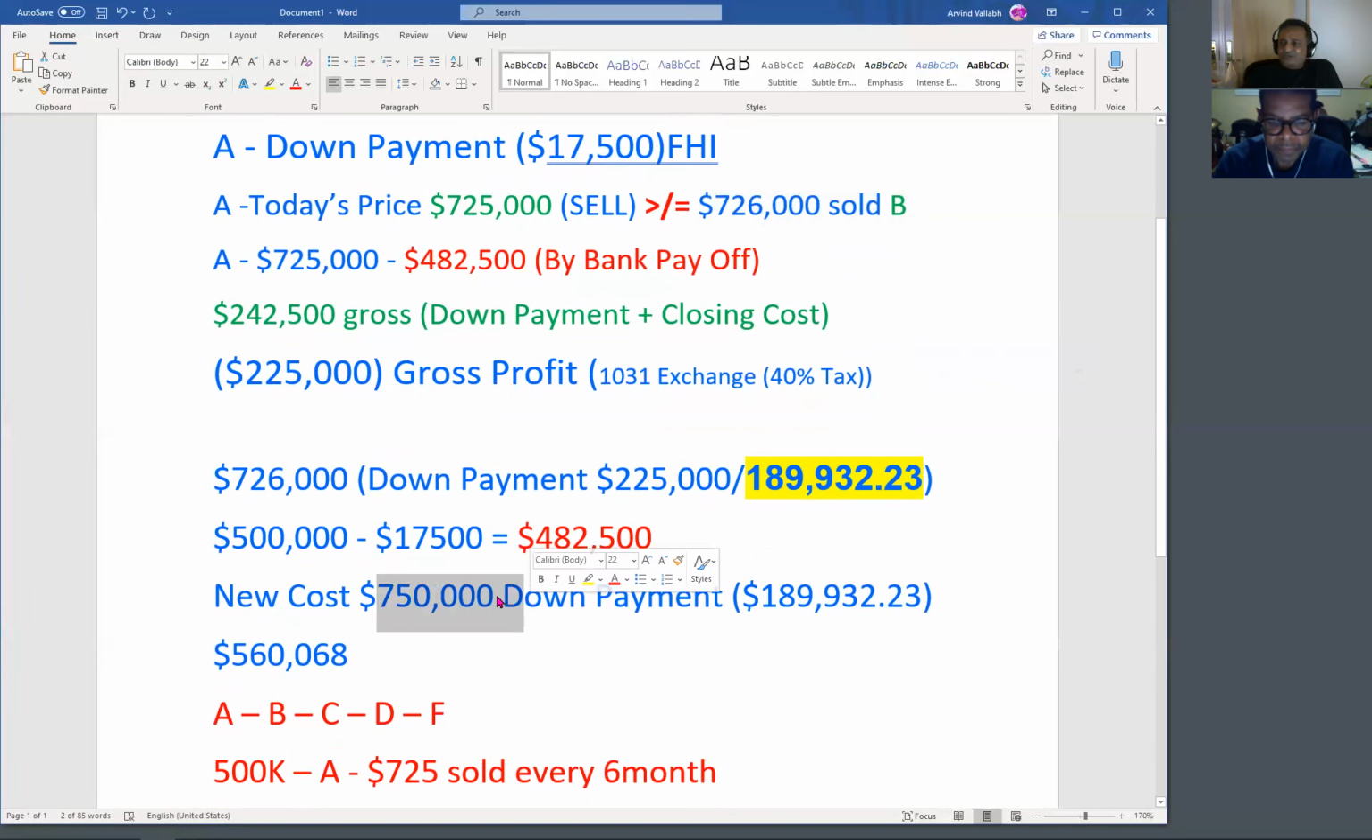So you're interested in the 750 property, no problem. What we'll do is, after the proceeds and everything I calculated, take this amount after the commission and everything is taken care of. This is the down payment. This is approximately 25%.